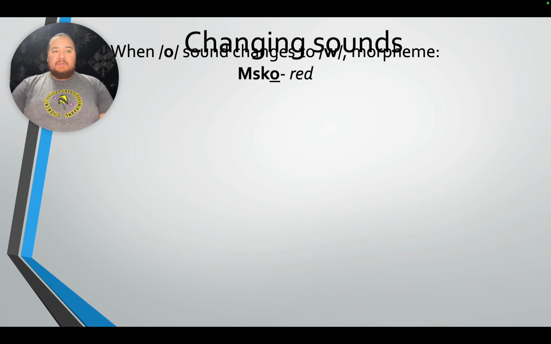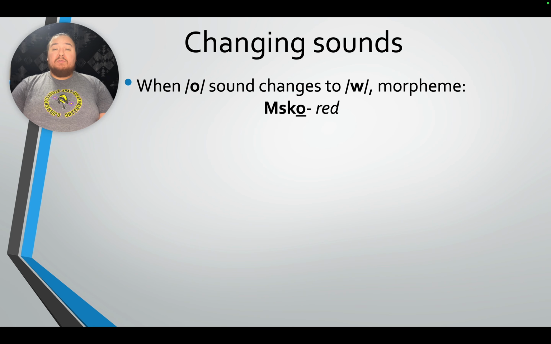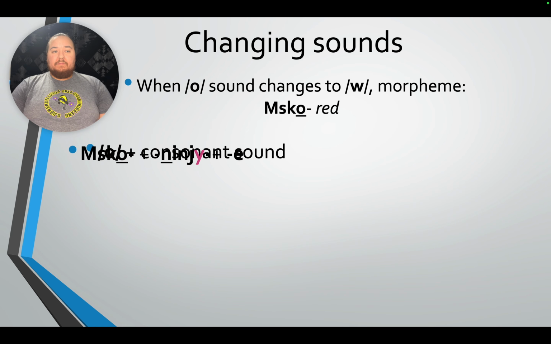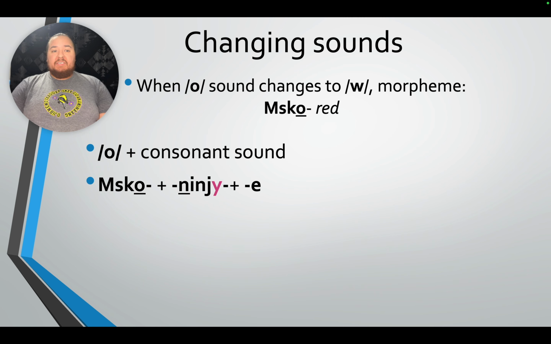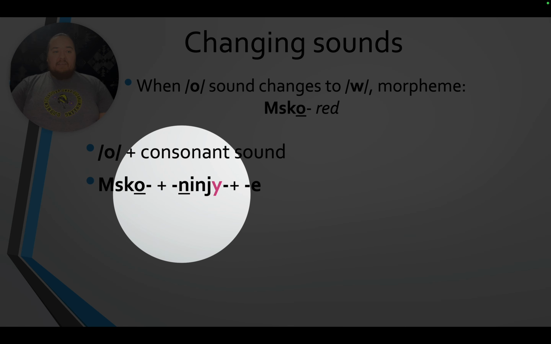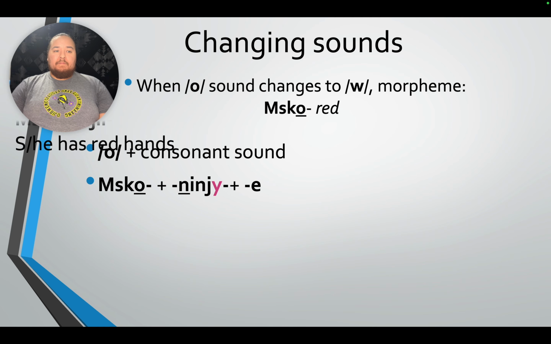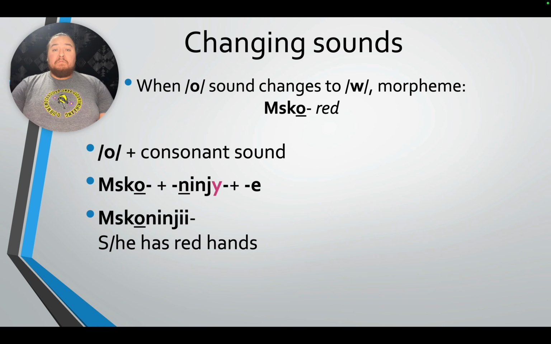So when an O sound changes to a W sound, we're using the morpheme msk, which is red, followed by a consonant sound. For example, msk ninji. So our N sound is our consonant sound. It is made with a closed mouth and or teeth. So msk ninji means she or he has red hands. So we keep the O sound.